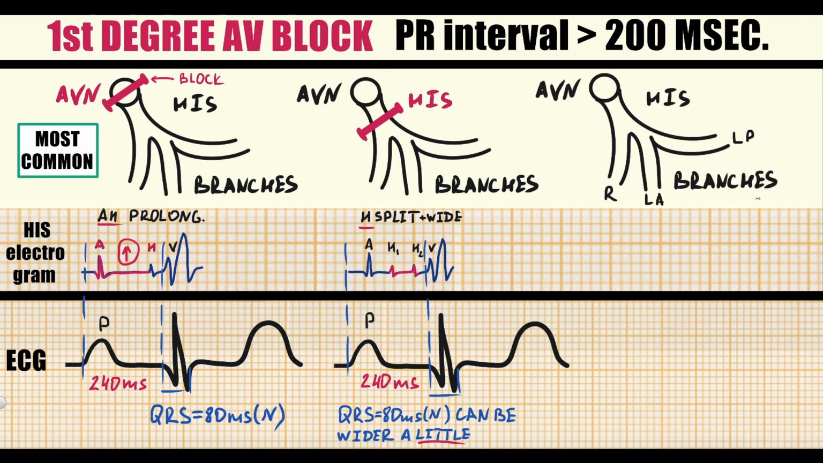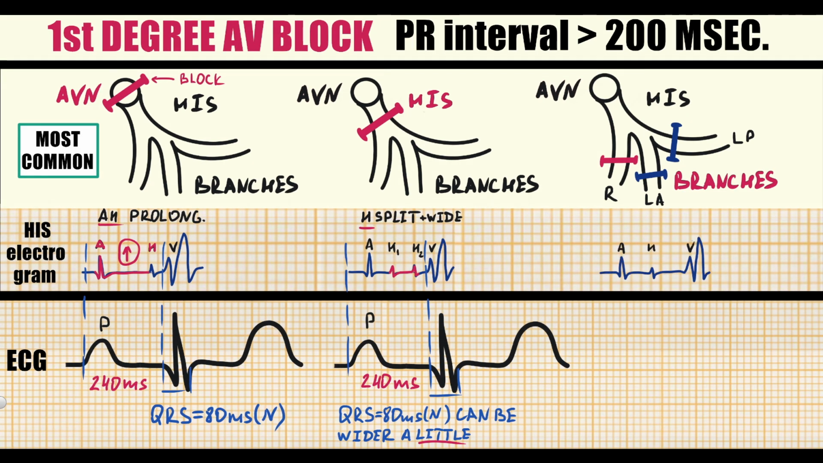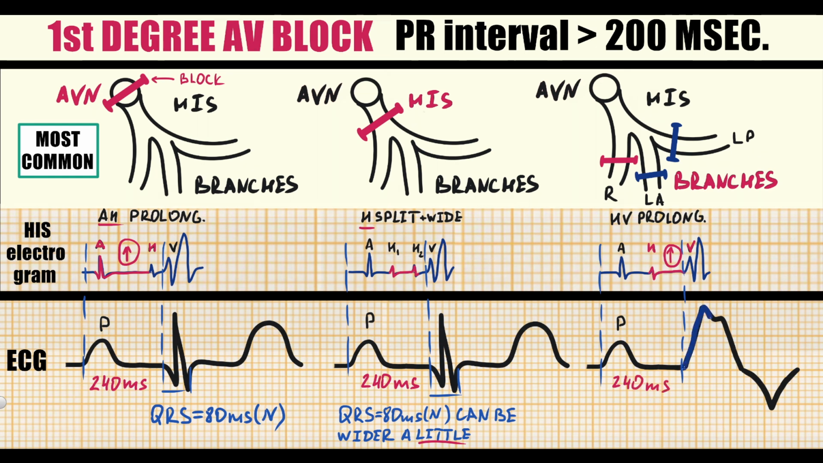In case of infra-His AV block localization, usually 2 of 3 bundle branches are persistently blocked, and first-degree AV block exists in the last free bundle branch. On His electrogram, we find HV interval prolongation, and on ECG, PR prolongation with bundle branch block QRS morphology.